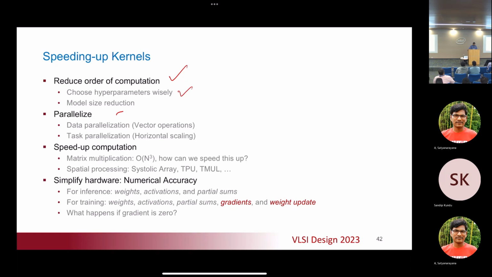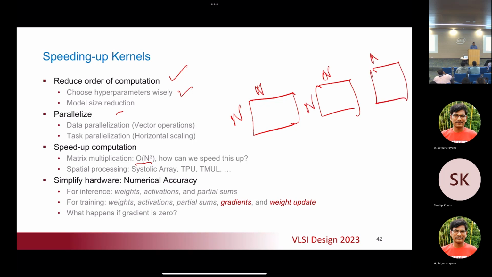So GPU is not the only way. Then we also want to speed up computation. Matrix multiplication, or the dot product computation, has a complexity of the order of n cube. If you take two entities which are size n by n, and I want to produce an output which is also n by n, then the order of complexity for this computation, matrix multiplication, is n cube.